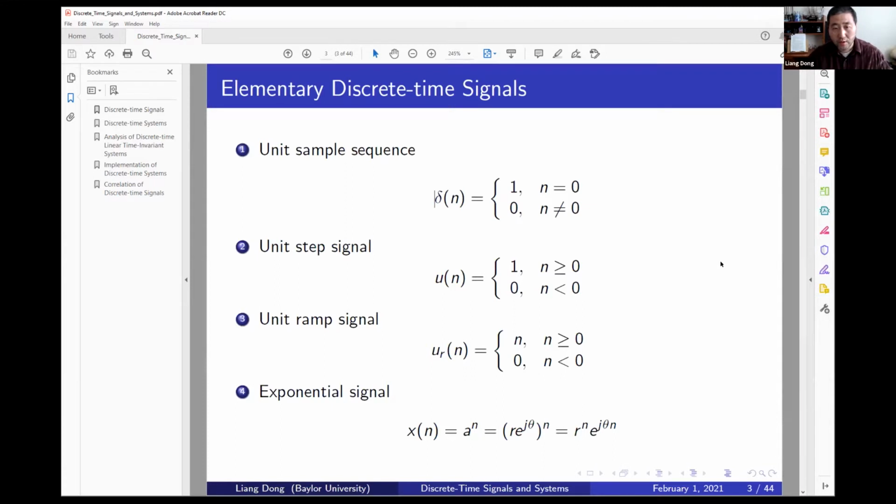So what are discrete time signals? Let's look at some elementary discrete time signals. I will call those the building blocks of discrete time signals. Very simple one. The first one is the unit sample sequence. The unit sample sequence is a delta function, or people also call it the Dirac delta function. It's specified for the discrete time signal. Delta n, when n equals 0, has a value of 1. And it's 0 elsewhere.